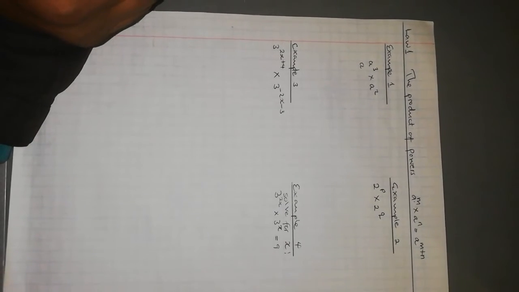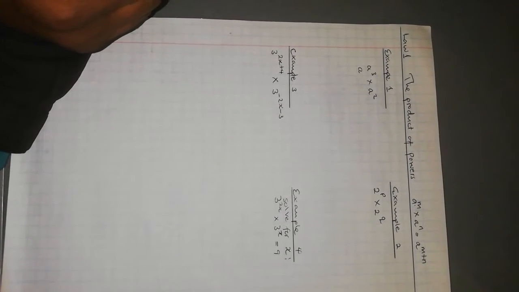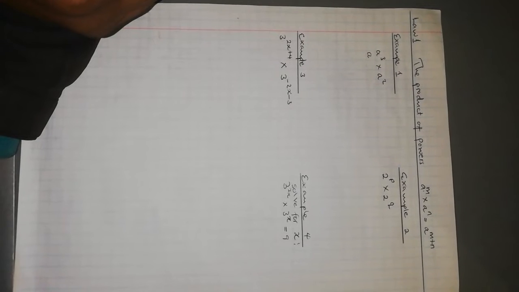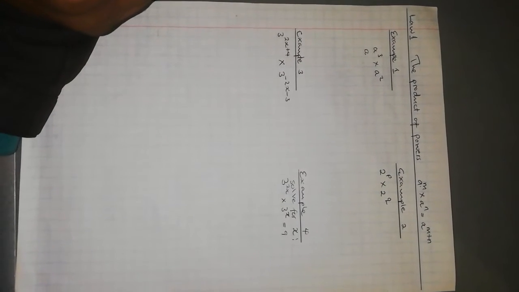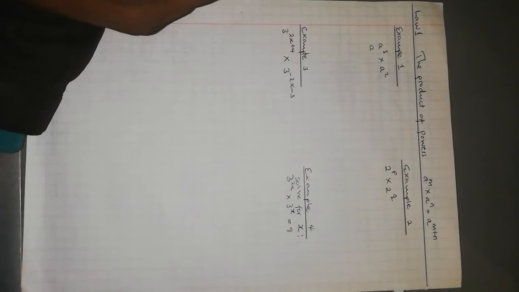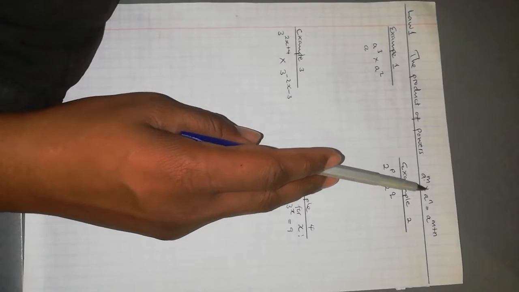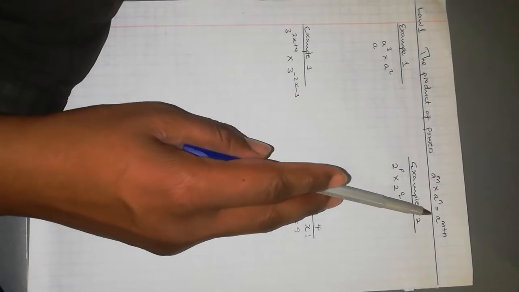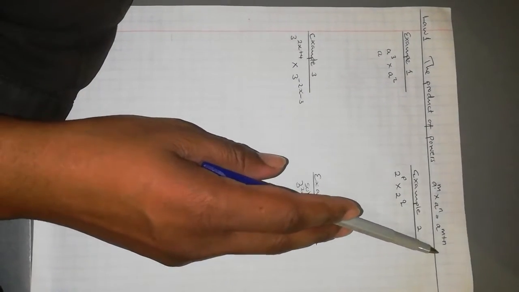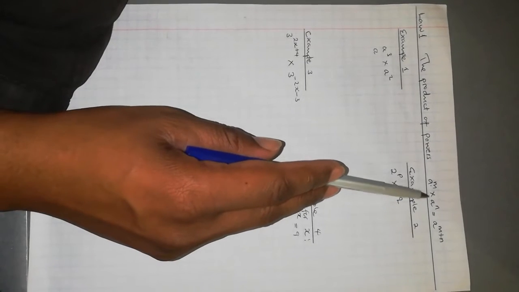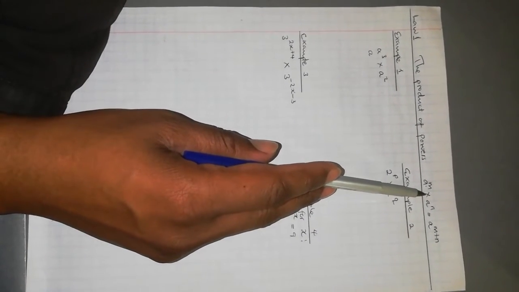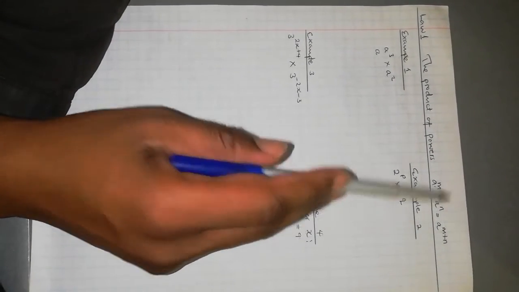Everyone, we're looking at laws of indices. Laws of indices are the heart of mathematics. So today we're going to take a look at law number 1, the product of powers, whereby if we have a to the power m times a to the power n, it is equal to a to the power m plus n. Here, if you see a multiplication sign, it means we have to add the powers.